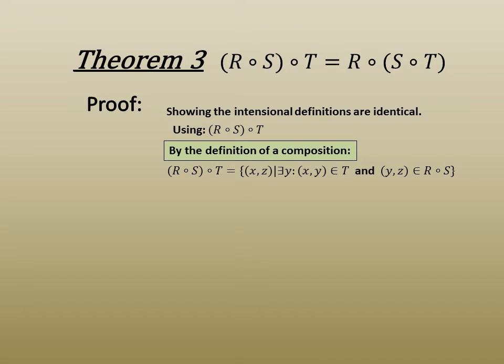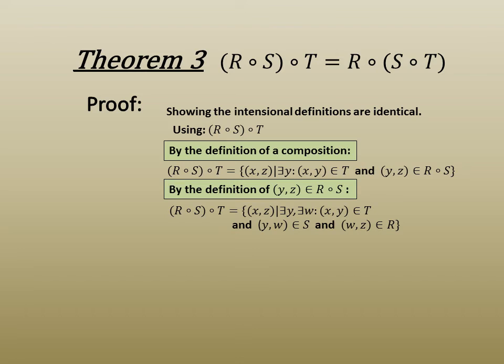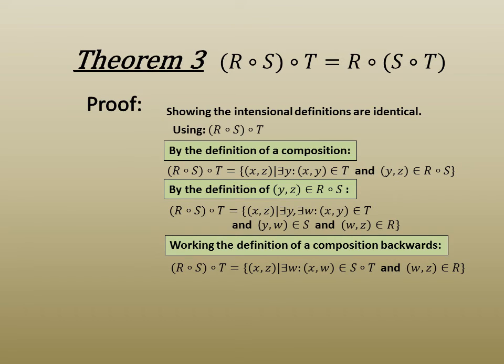Viewing S composed with R as a set, we can give the definition of T composed with it. Now we view S composed with R as a composition and edit the predicate. Now we work the definition of a composition backwards and recognize that the right hand side is the definition of T composed with S, then composed with R. Completing the proof and concluding the lesson portion of the video.